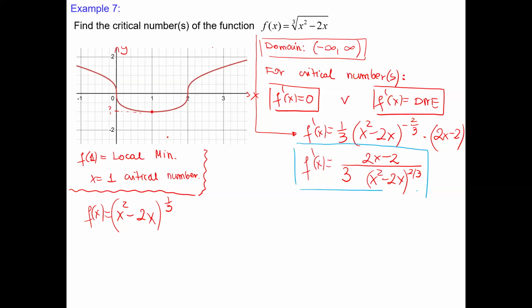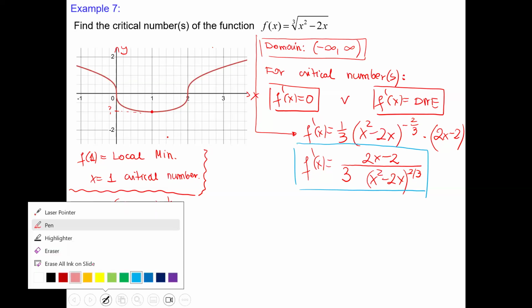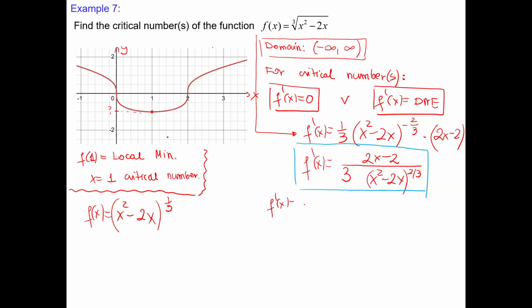We always want the fraction. Now, one more time: the derivative is 0 if the numerator is 0. Any fraction is 0 if the numerator is 0. The numerator is 0 if 2x minus 2 is 0, and 2x minus 2 is 0 if x is 1, adding 2, dividing by 2. 1 is in the domain, and yes, this is a critical number. We actually knew it from the graph. That means x equals 1 is a critical number.